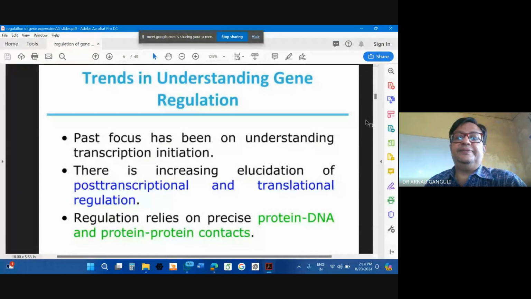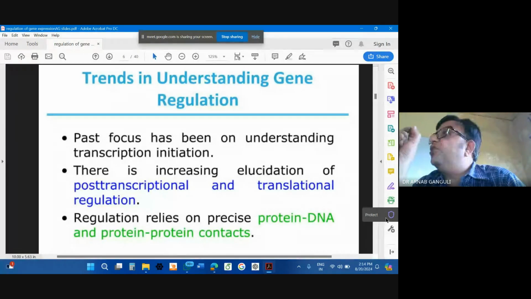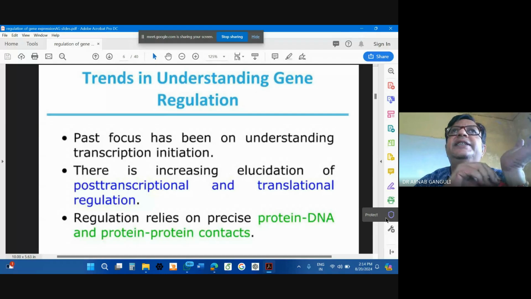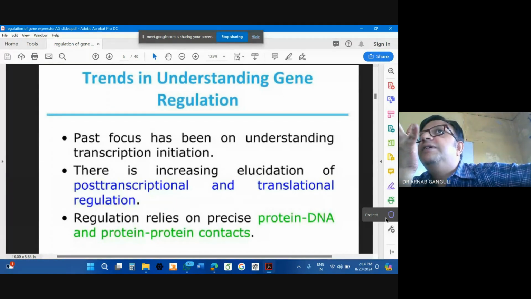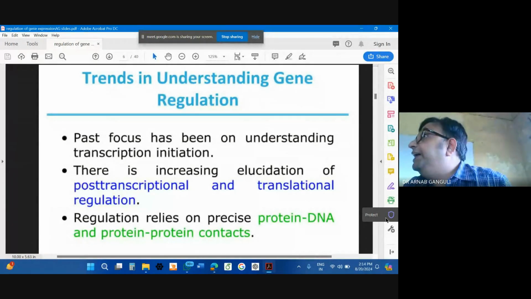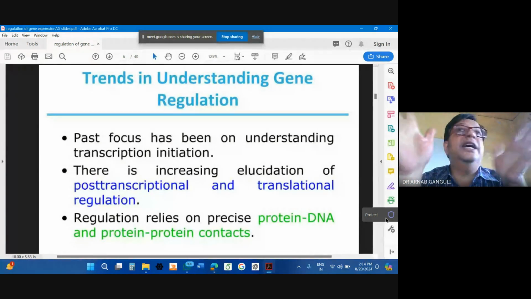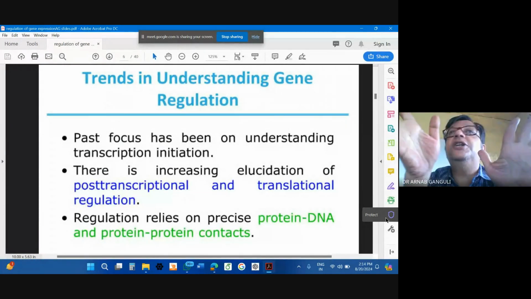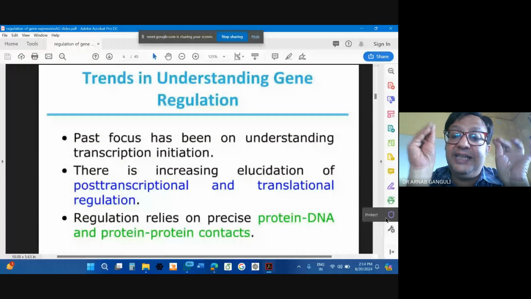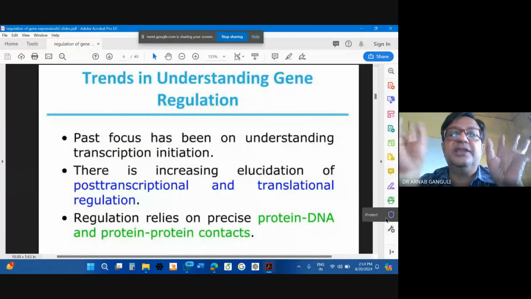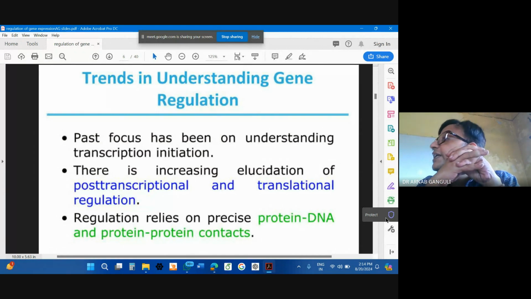Go to the next slide. So in the past, the focus has always been on understanding transcription initiation. That is, what are the transcription factors which are binding to the promoter and causing the transcription? The transcription factor, the DNA binding element, what are the elements of the promoter? These were all the things which were in the mind for final expression of the protein. But nowadays, there is lots of stress on post-transcriptional and translational regulation, protein and protein-DNA contact. So this gene regulation essentially happens through protein contact. Two proteins are interacting or a transcription factor protein is binding to the DNA. So this is the current trend in gene regulation.